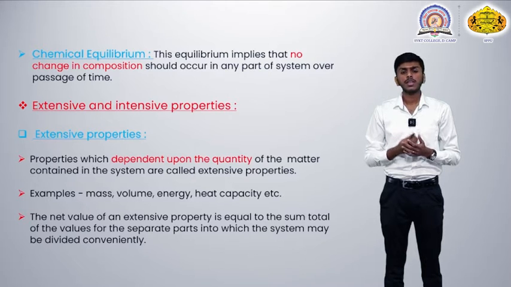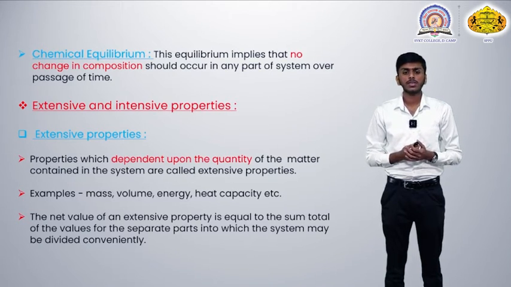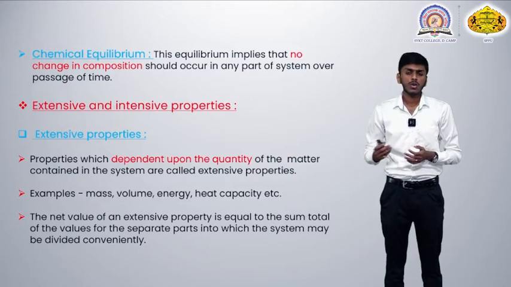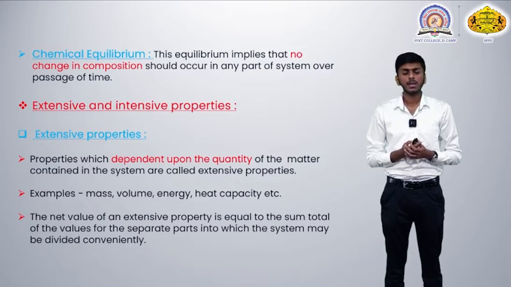Now the next point is extensive and intensive properties. What are extensive properties? Properties which depend upon the quantity of matter contained in the system are called extensive properties. Examples in this category are mass, volume, energy, heat capacity, etc. The net value of an extensive property is equal to the sum total of the values of the separate parts into which the system may be divided.